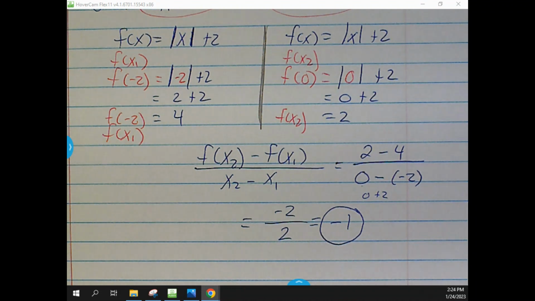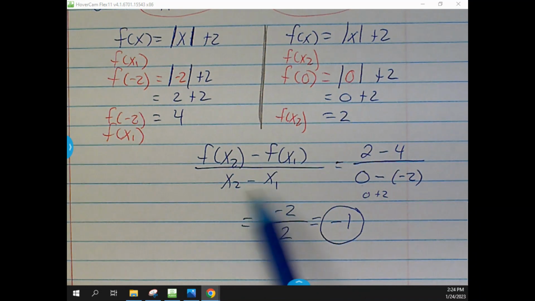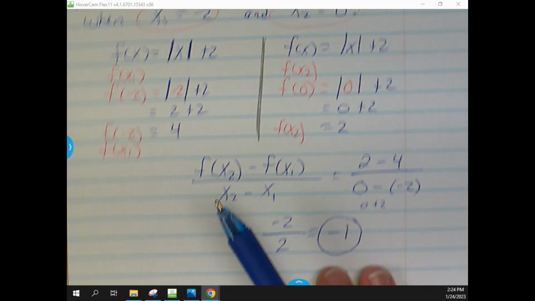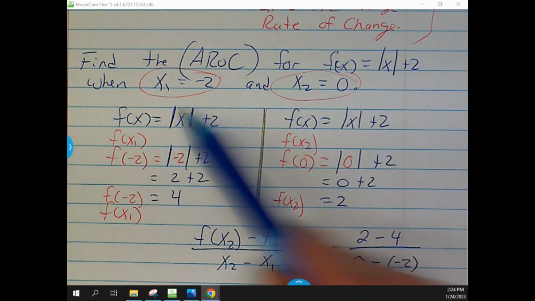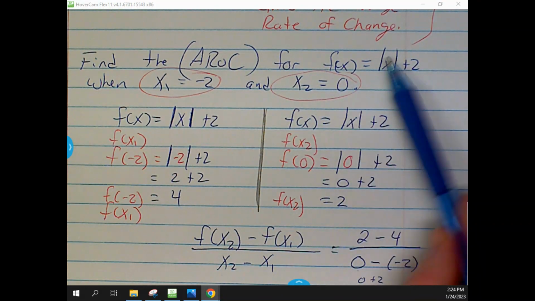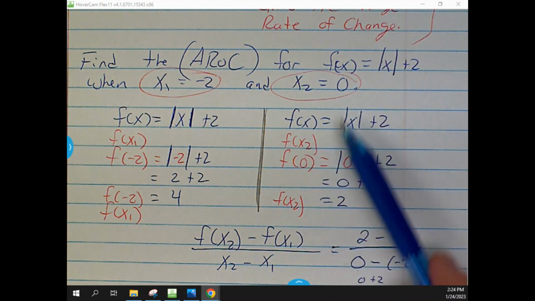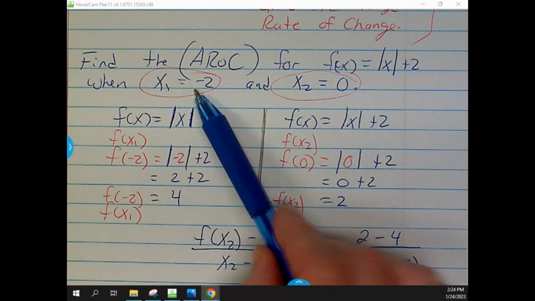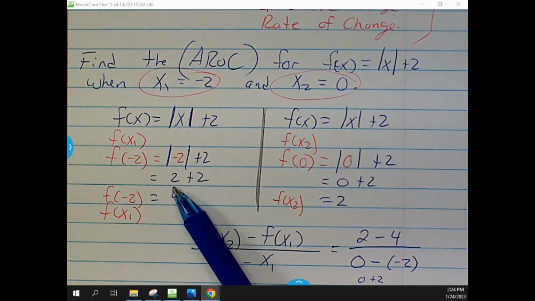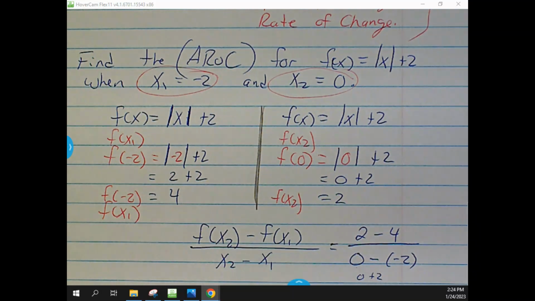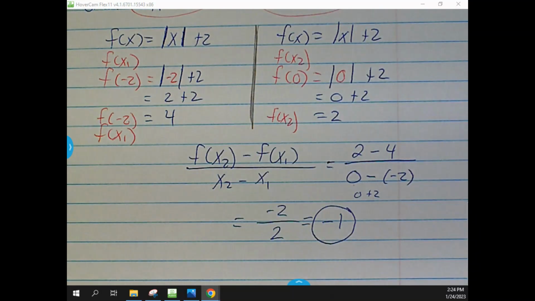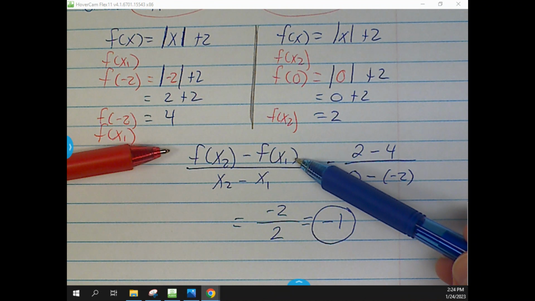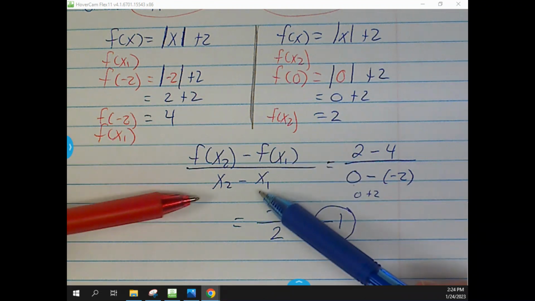Okay, so it's still finding slope, but the big difference is that you're given x1 and x2. You've got to take these two numbers that you're given and plug them in one at a time into the function, so that when you plug in x2, that gives you f of x2. This number was x1. We plugged it in to work it out, and that number goes in for f of x1. So it's still finding slope. You just have to figure out what these f of x values are when you're given these two numbers.